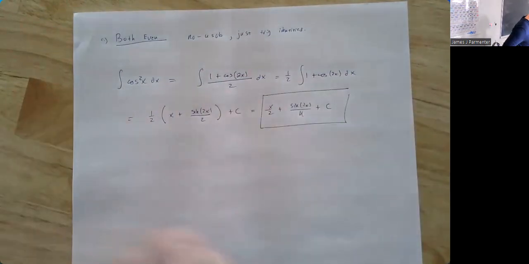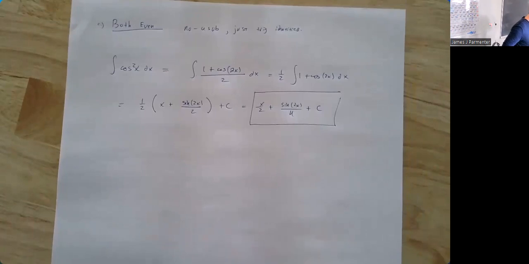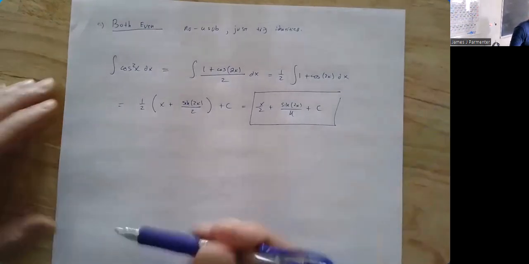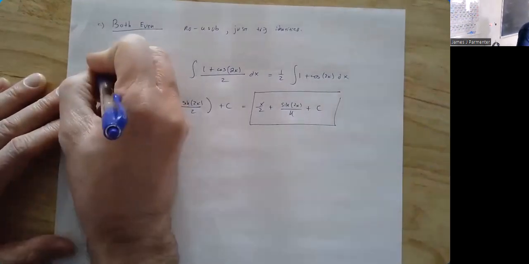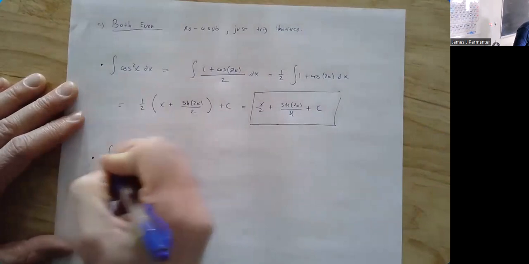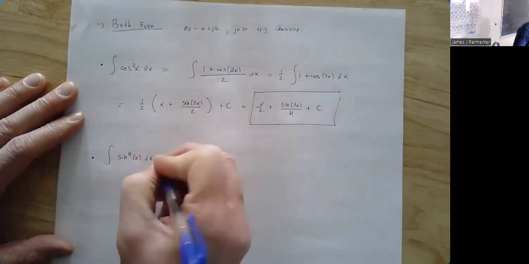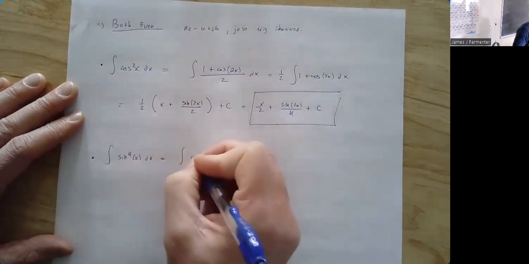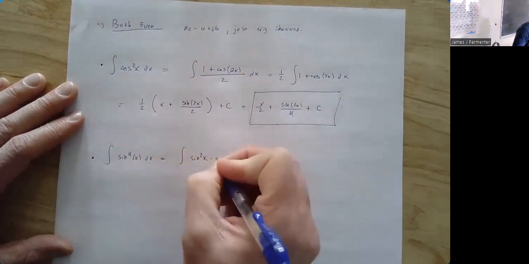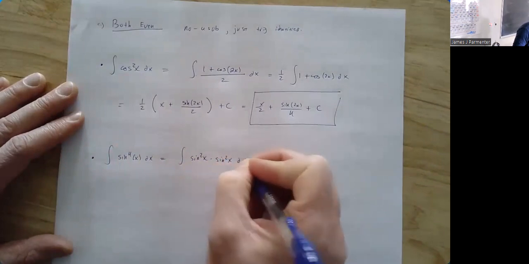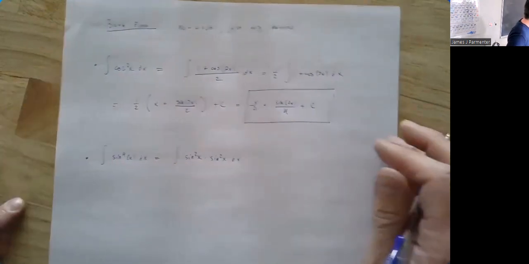So even powers aren't too terrible, they just get messy. For example, if you had, say, the integral of sine to the 4th of x. So that's going to be the integral of sine squared x times sine squared x. And then you're literally just going to replace each sine squared with its trig identity.